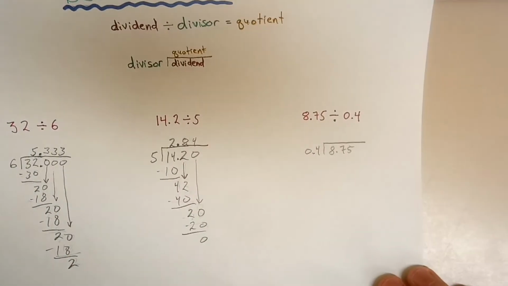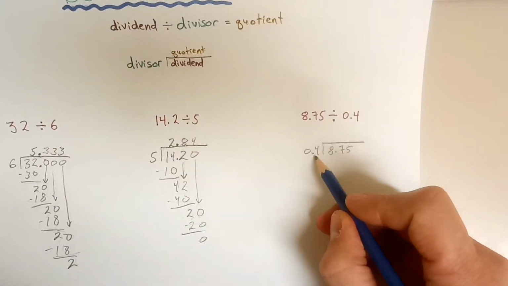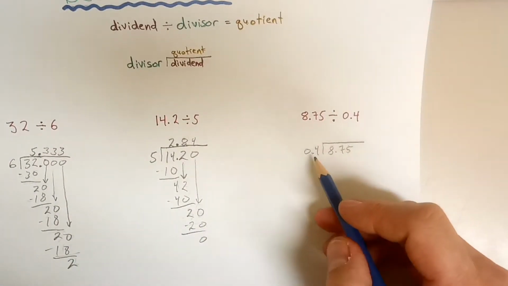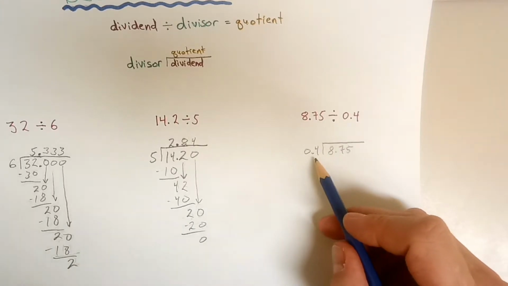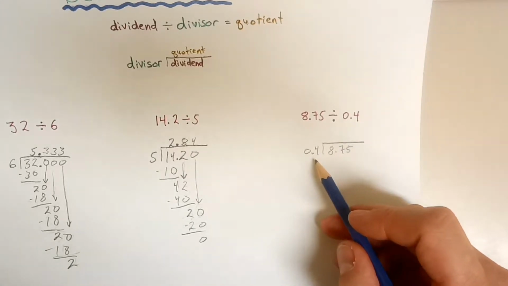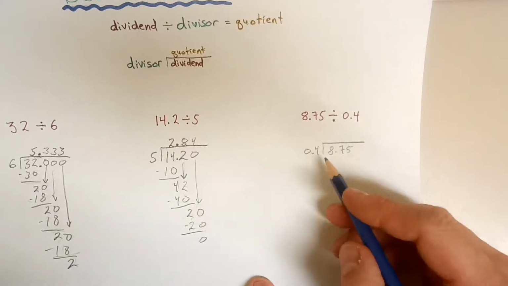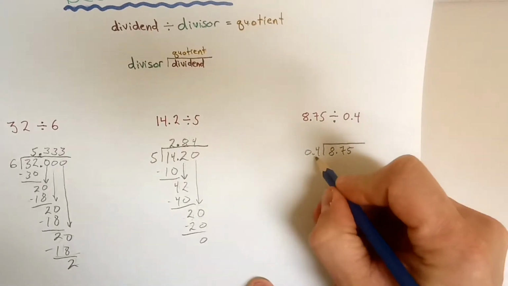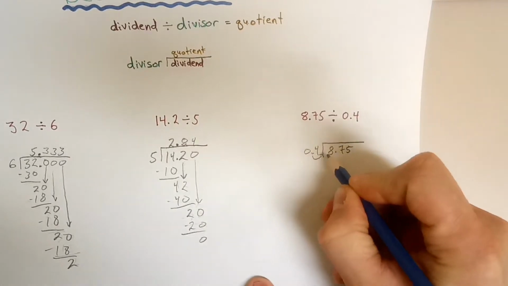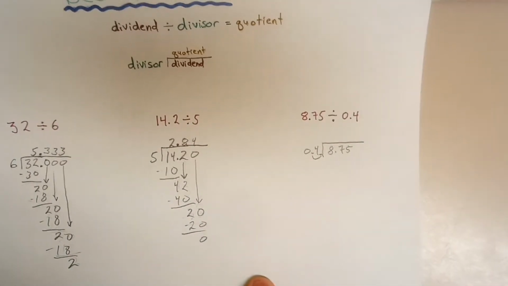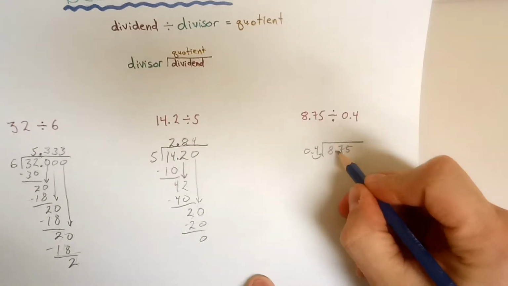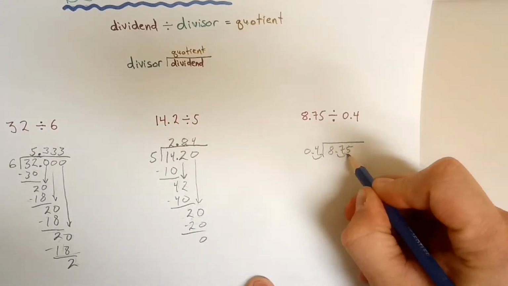Okay, our final example here, we have a decimal in the divisor. That is, it's not bad, but it's so much easier to work with when we don't have a decimal in the divisor. So step 1 for this is get rid of this decimal. So we're going to move it over one spot, one place value. But then we need to do the same thing to that guy.